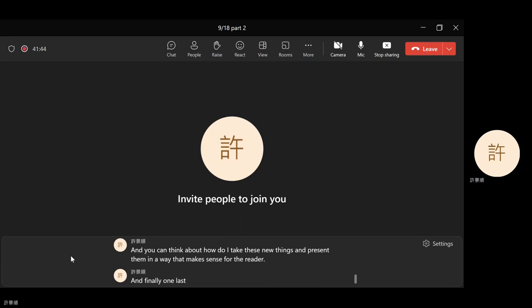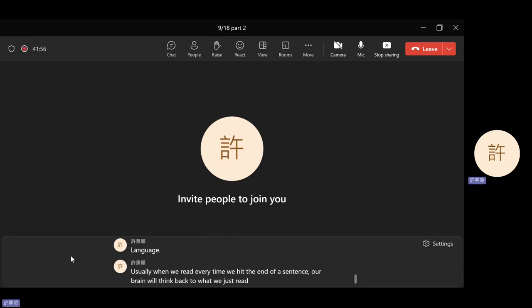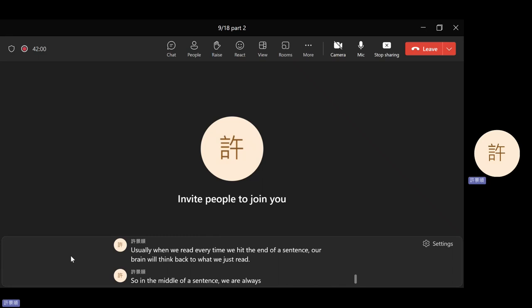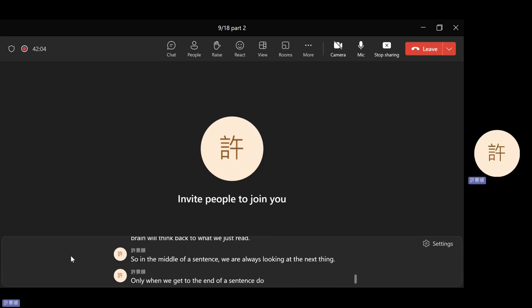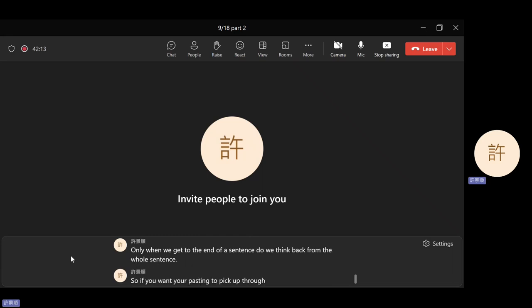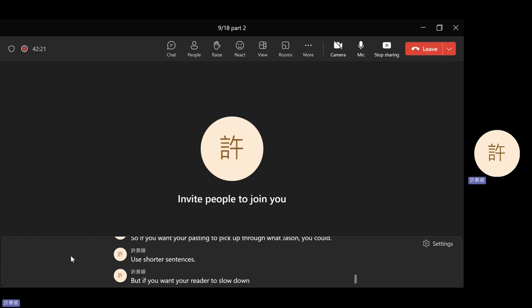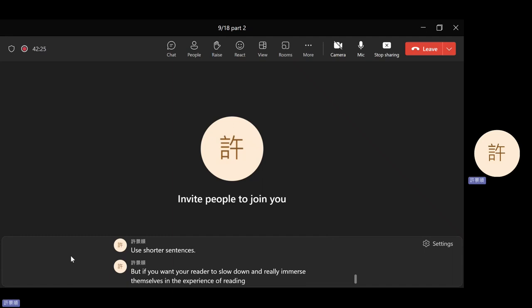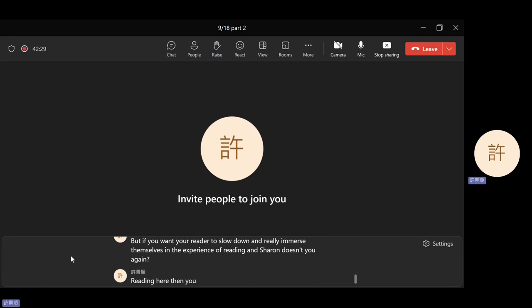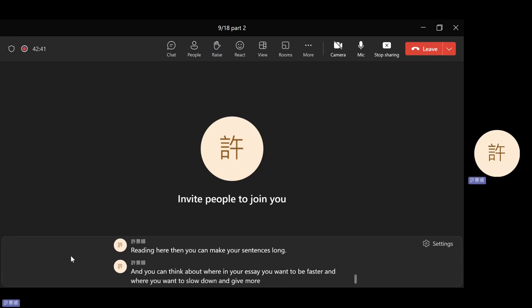And finally, one last point, language. Usually, when we read, every time we hit the end of a sentence, our brain will think back to what we just read. So in the middle of a sentence, we are always looking at the next thing. Only when we get to the end of a sentence do we think back on the whole sentence. So if you want your pacing to pick up, 如果要加速你的步调, use shorter sentences. But if you want your reader to slow down and really immerse themselves in the experience of reading, 你想让读者有一个进入式的阅读体验, then you can make your sentences long. And you can think about where in your essay you want to be faster and where you want to slow down and give more description and information.